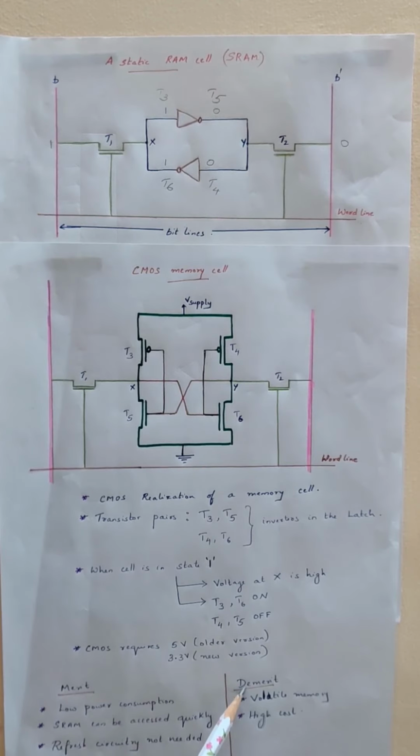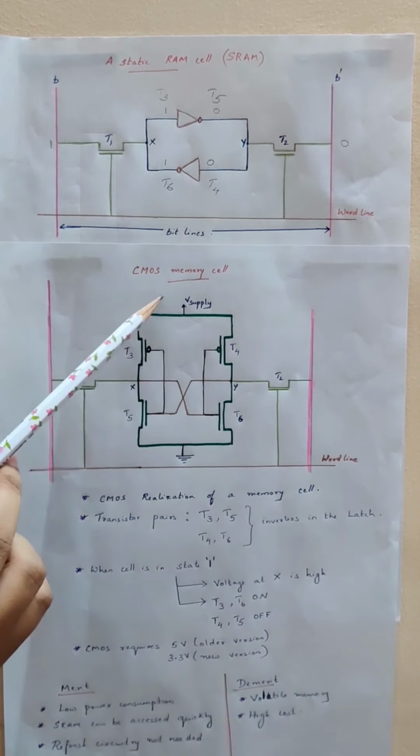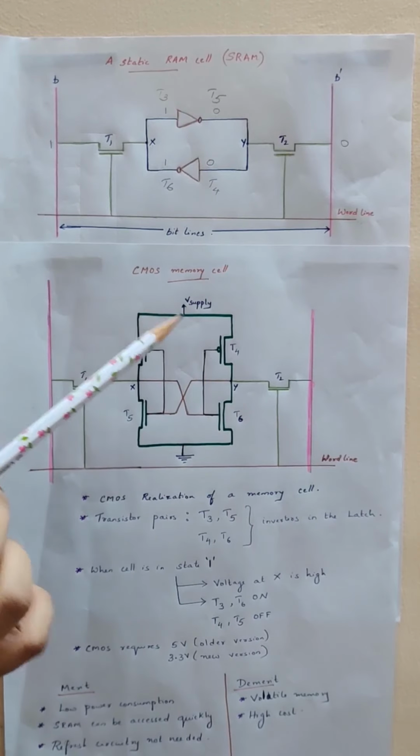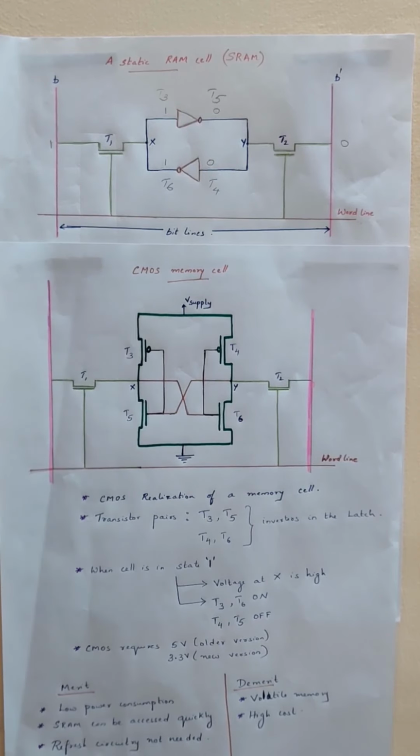Now what is the demerit? It is a volatile memory. We always have to give a supply voltage. Once the supply is gone, the data will be lost. The second disadvantage is the high cost. As you can see, we are using 6 transistors here. T1, T2, T3, 4, 5, 6. So it has a high cost.